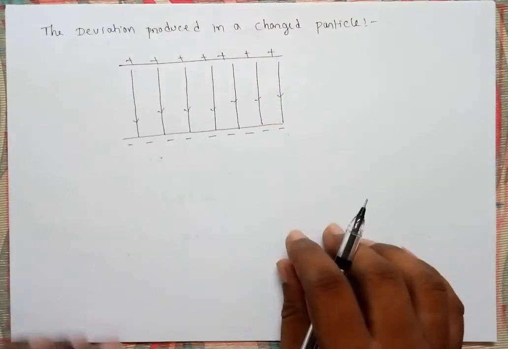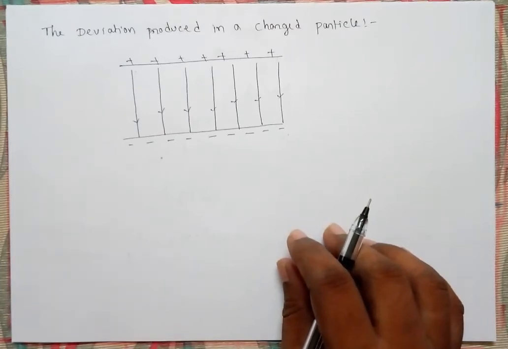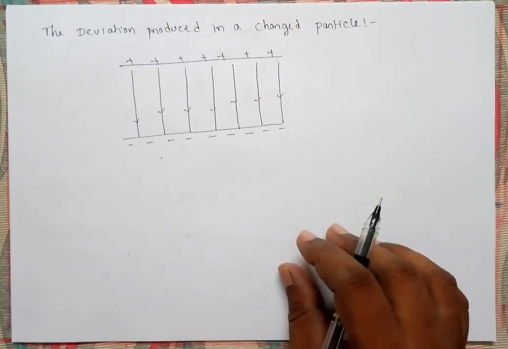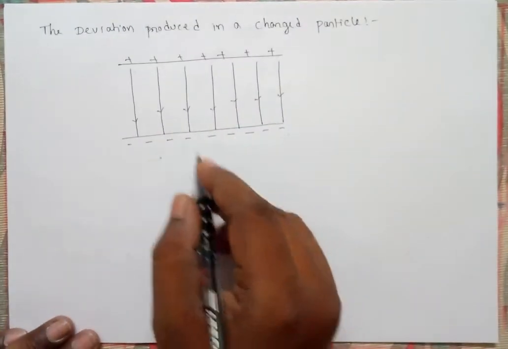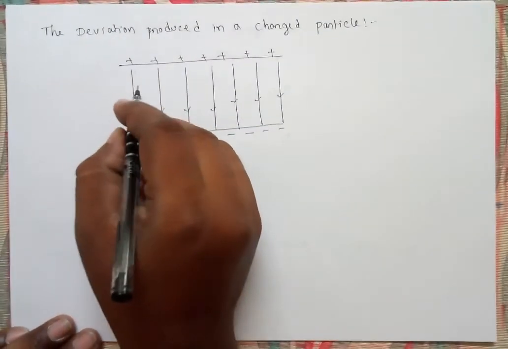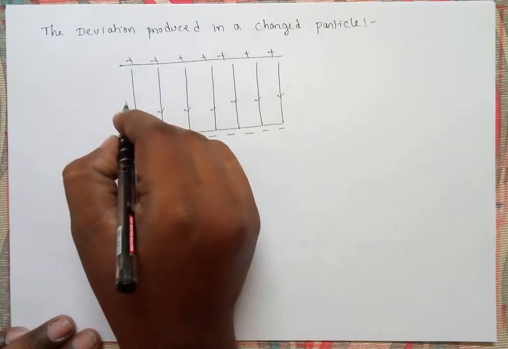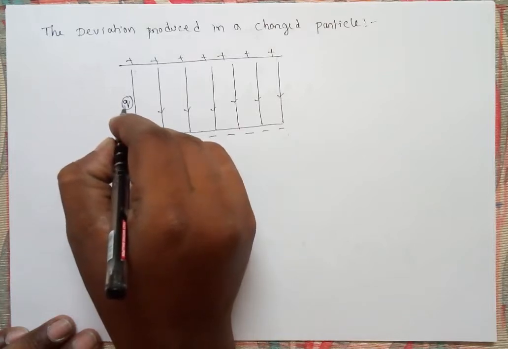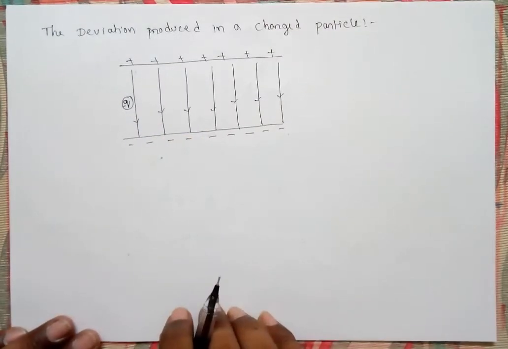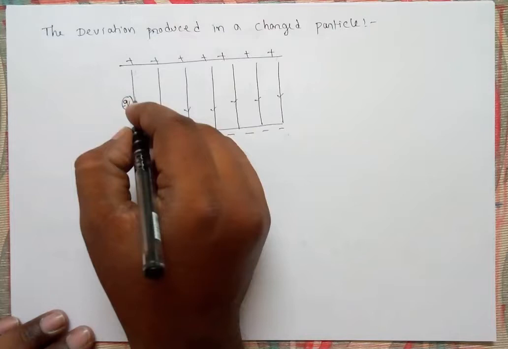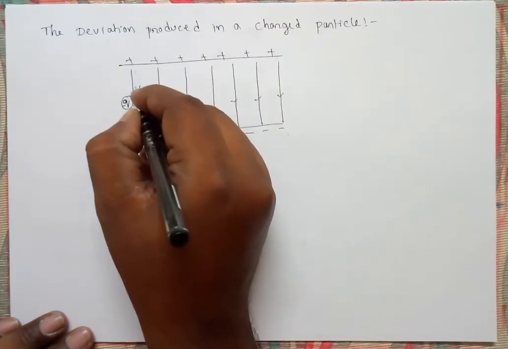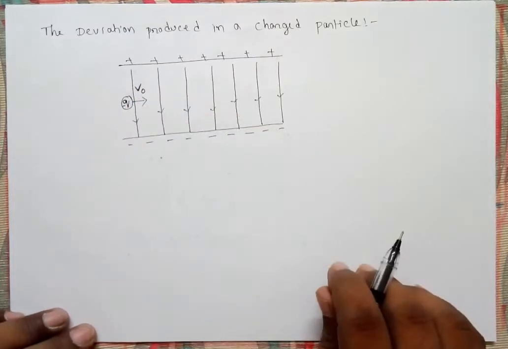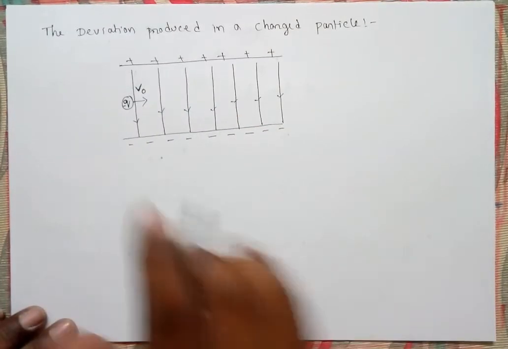In this uniform electric field, if you project a charged particle, I am projecting a negatively charged particle. This is a negatively charged particle. Then obviously this negatively charged particle is projected with an initial velocity v0.